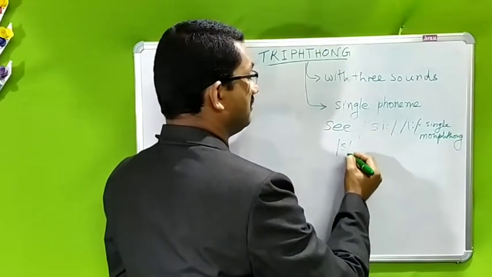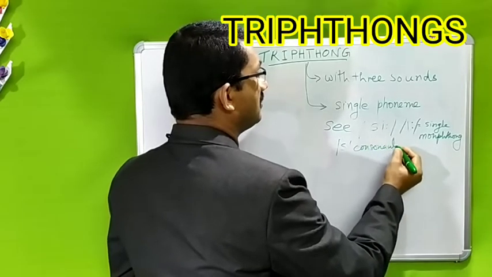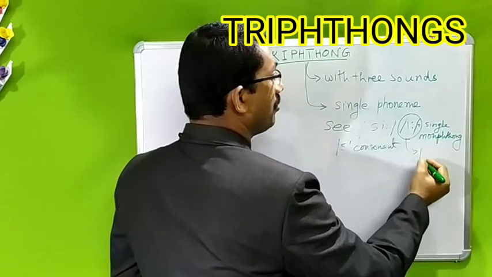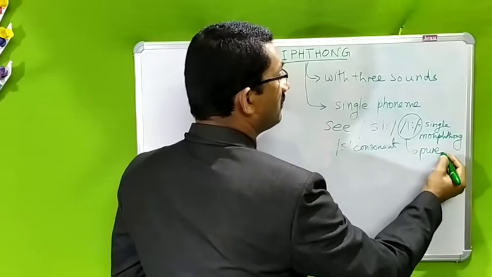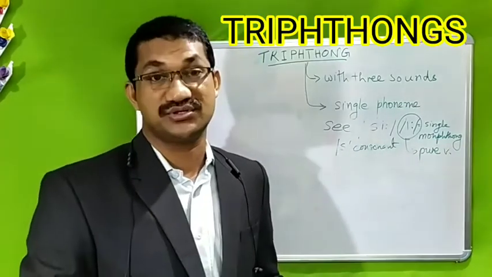S is in fact a consonant, and the E sound is a pure vowel. It is a pure vowel because it is just having a single tongue position.